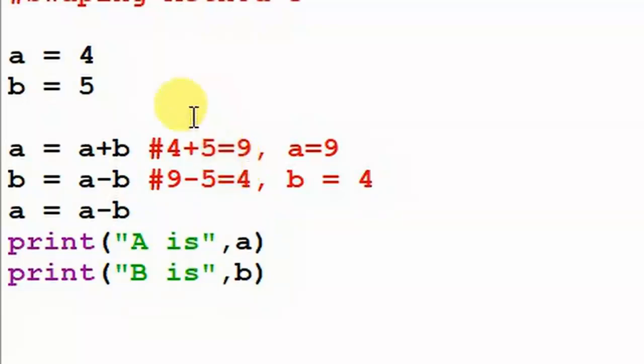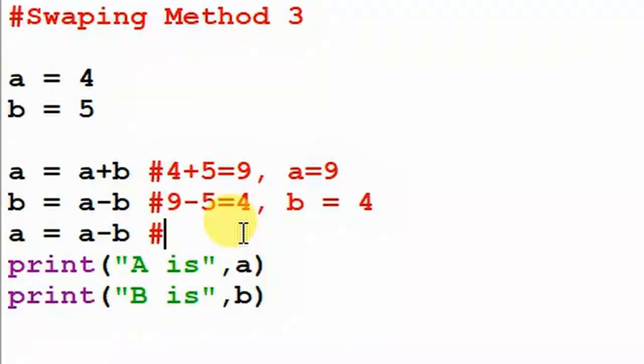And next, in this line a minus b, the final a value is 9, the value 9 is stored in a, and the b value is finally stored as 4. So a is 9 minus 4, which is equal to 5. So finally, in this place, print a and b. The finally stored a value is 5 and the b value is 4. So swapping is done in this code. Swapping values in this code.